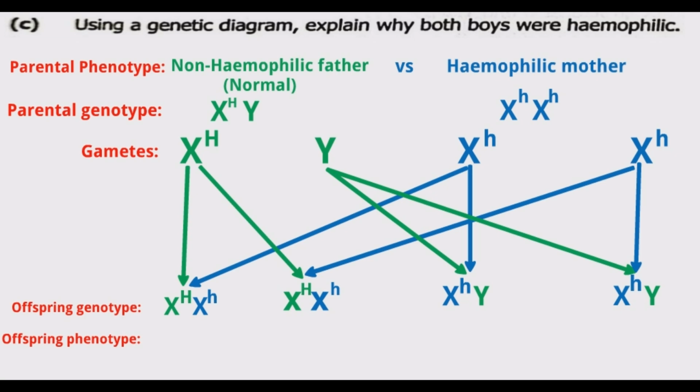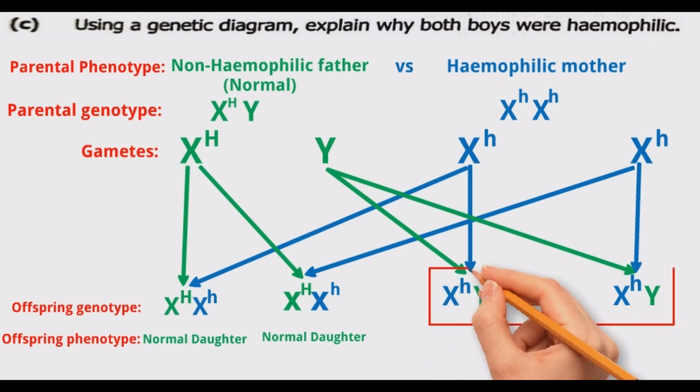When you look at the offspring genotype, we can see that XX is for the female, so these are daughters. The first child and the second child are daughters. So how are they going to be when you look at the offspring phenotype? They have got X with the capital H and X with the small letter h. These are normal. They are balanced. Then the same applies with the second child. So these daughters are normal. They have a normal condition just like the father.